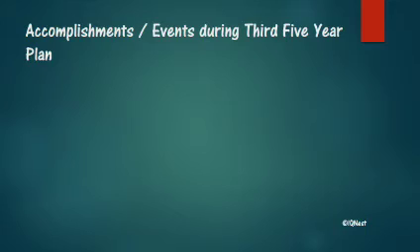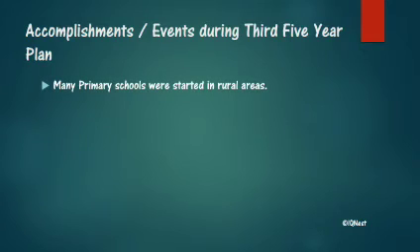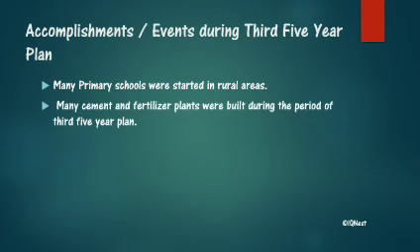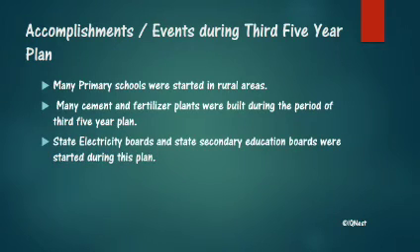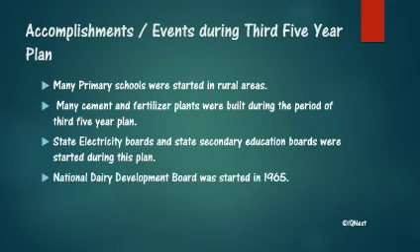So now we will be discussing the major accomplishments and events that happened during the third 5-year plan. The first one is many primary schools were started in rural areas. Many cement and fertilizer plants were built during this period. State electricity boards and state secondary education boards were started during this plan. National Dairy Development Board was started in 1965, and that is again during the third 5-year plan. So these are the major accomplishments of the third 5-year plan.